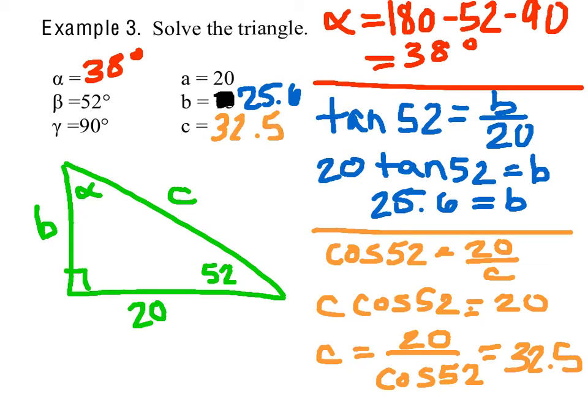Now a quick way you can check your answers. The smallest side, which in this case is a, should be across from the smallest angle, which happens to be alpha. C, your hypotenuse, should always be your largest side because 90 degrees is going to be your largest angle. So in this case, everything matches up, so that looks like a correct answer.